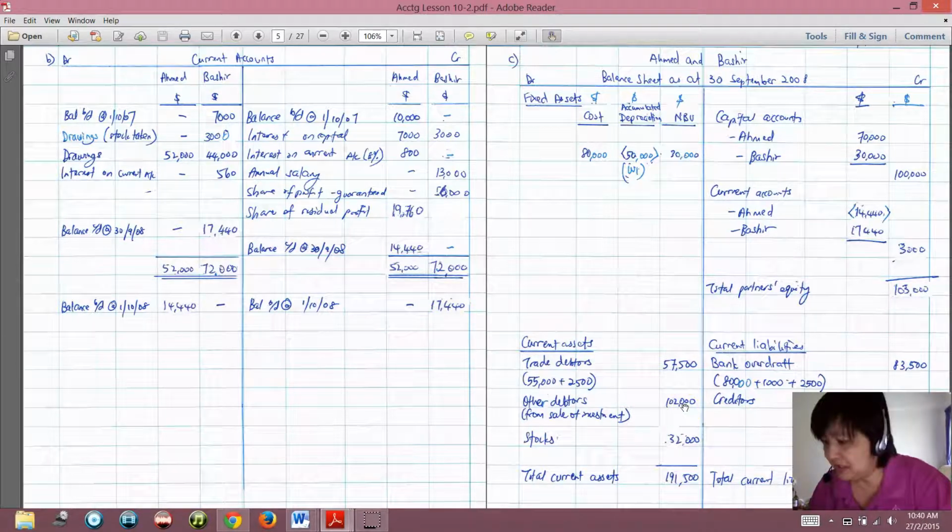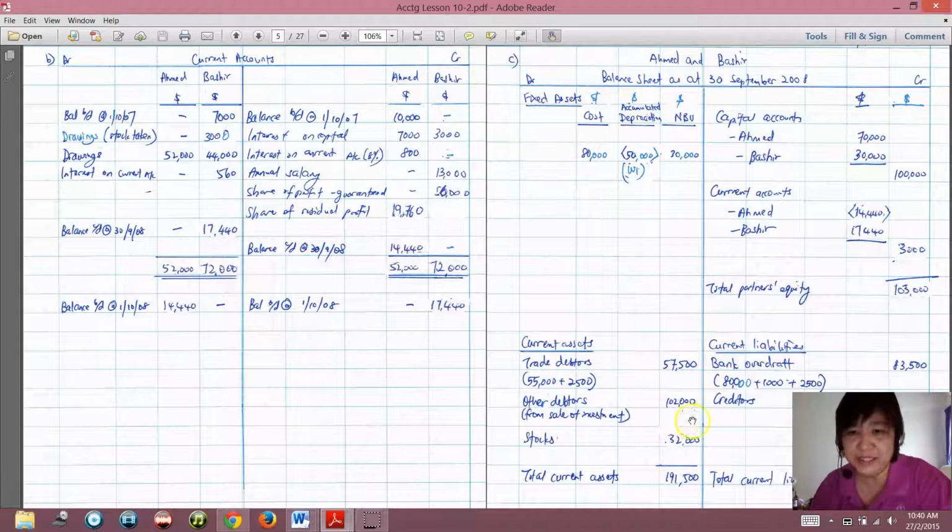But if the question clearly states that the 102,000 is already received, but the money is held by the partner in trust for the company, then you put here cash 102,000. But it looks to me like the money is not received yet, so I just put here other debtors from sale of investment.